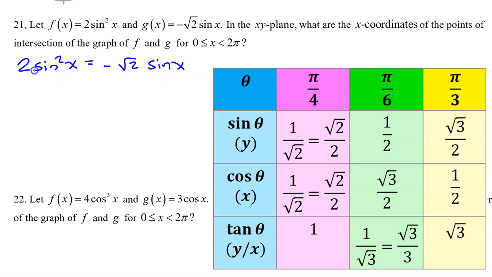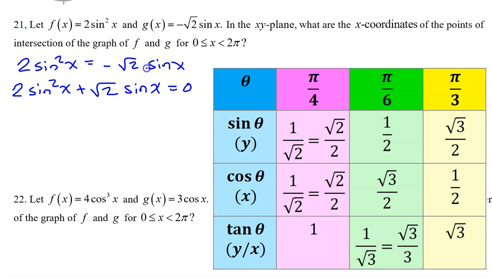When you have trig functions on both sides of the equation, you need to put both terms on one side of the equation and leave it all set equal to 0. Do not try to divide both sides by sine x. You will lose solutions if you do that. Instead, we are going to add radical 2 sine x to both sides of this equation. So on the next line, we will have 2 sine squared x plus radical 2 sine x is equal to 0.